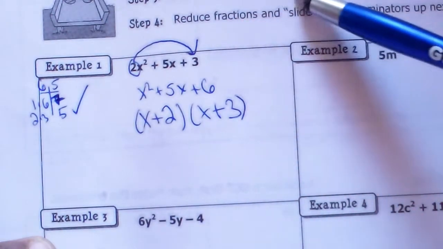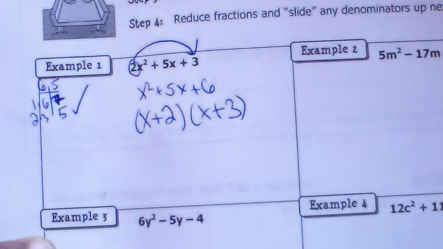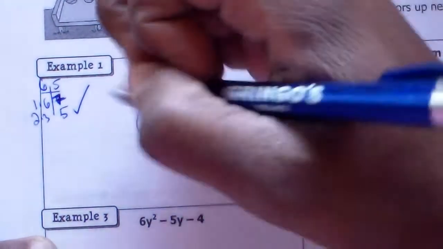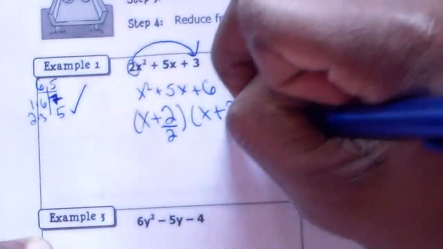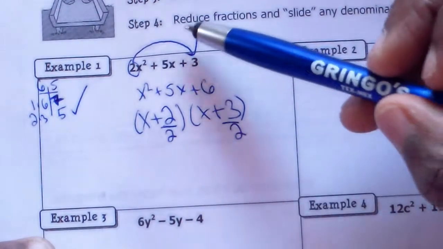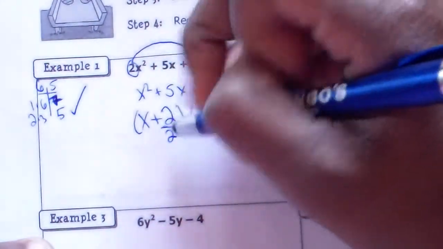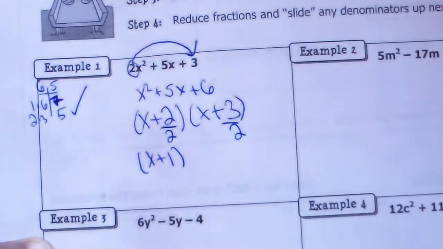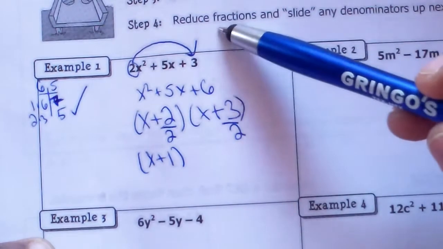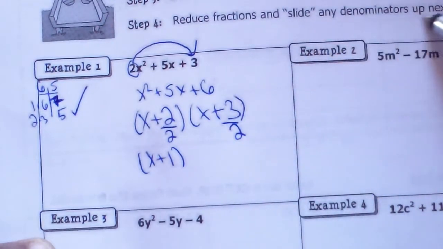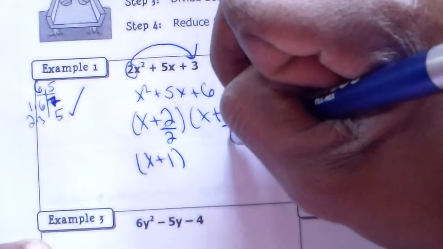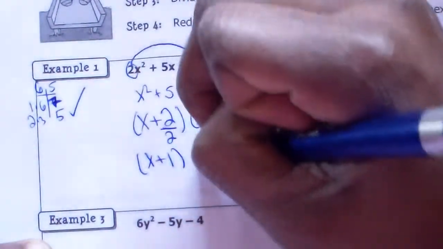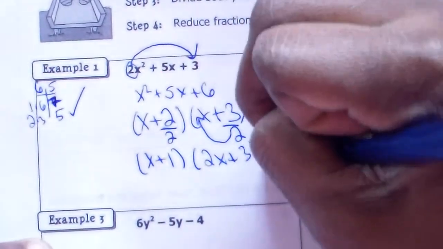Step 3, divide both of your factors by the value you slid over. We slid the 2 to the back, right? So we're going to divide 2 divided by 2 and 3 divided by 2. Step 4 says reduce the fraction. We know 2 divided by 2 is going to be x plus 1. 3 divided by 2 does not work, it's just 3 over 2. We cannot have a fraction inside this binomial, so it says slide any denominators to the next variable. This 2 is going to slide up here in front of the x, and so that factor becomes 2x plus 3.